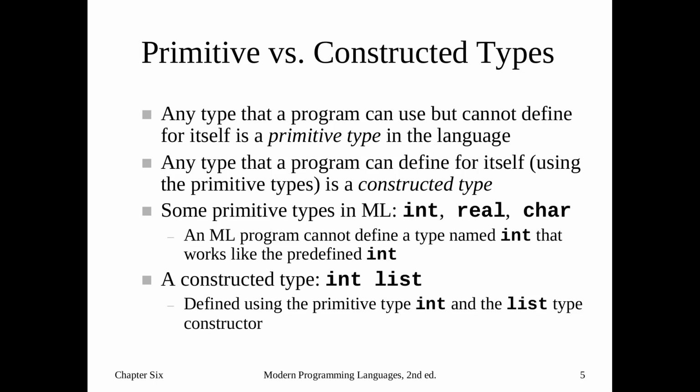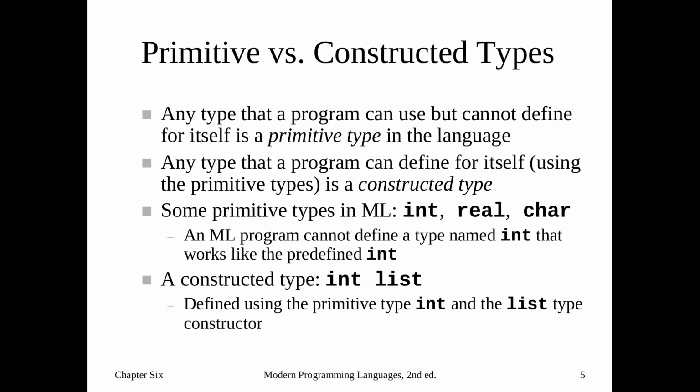So primitive versus constructed types, right? Any type that a program can use but cannot define for itself is a primitive type in the language. Any type that a program can define for itself using primitive types or other constructed types is itself a constructed type. If we think about this, primitive types in ML are like int, real, and char. Meaning that an ML program cannot define a type named int that works in the same way that the predefined int does.